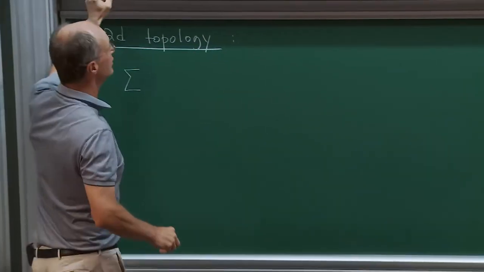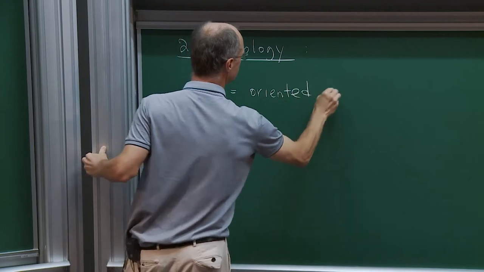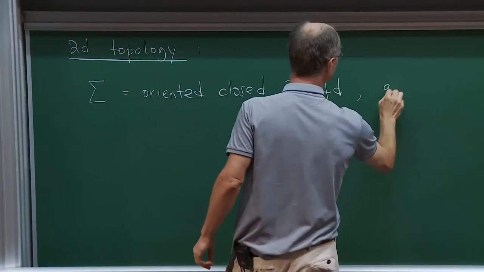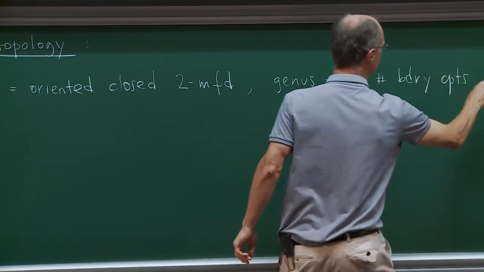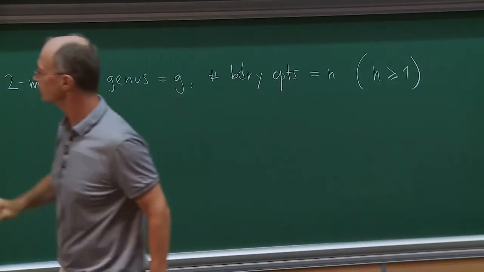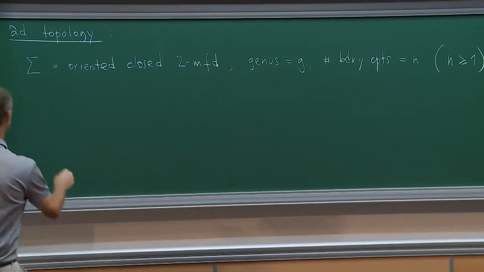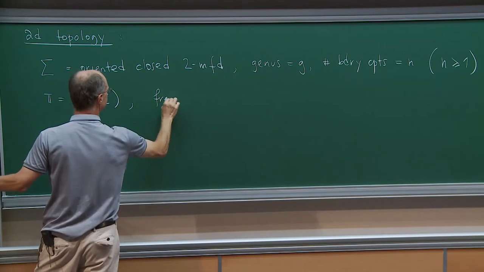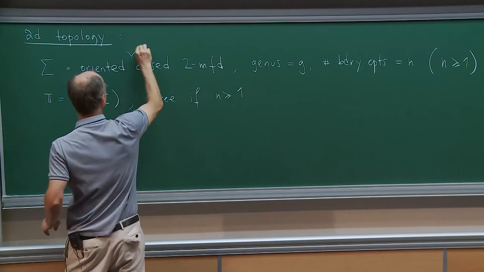All right, so what about the 2D topology part? Let's say sigma is an oriented closed two-manifold, possibly with boundary. Let's say genus g, number of boundary components is n. For most cases, let me assume that there is at least one boundary component. So this will be more convenient for me. So let's denote by pi_1 of sigma. It is a free group if n is at least 1. Let's say also oriented, connected.